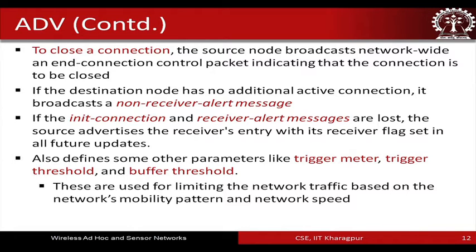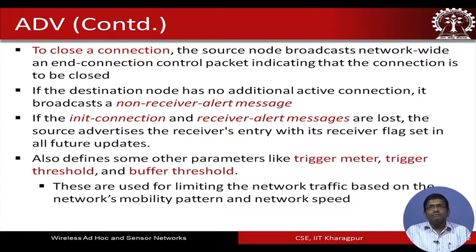If the init connection and the receiver alert messages are lost, the source advertises the receiver's entry with its receiver flag set in all future updates. Also, it defines some other parameters like trigger meter, trigger threshold and buffer threshold, which are used for limiting the network traffic based on the network's mobility pattern and network speed. So, these are the different parameters. I am not going to go through them, and these are already available in the reference of ADV, which is given at the end of the slides.